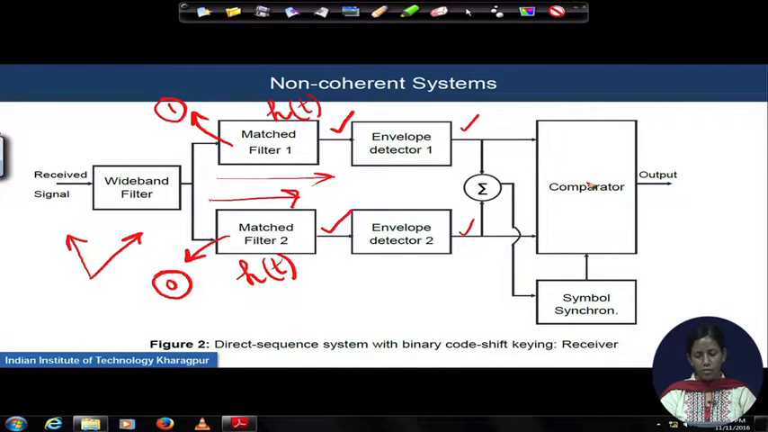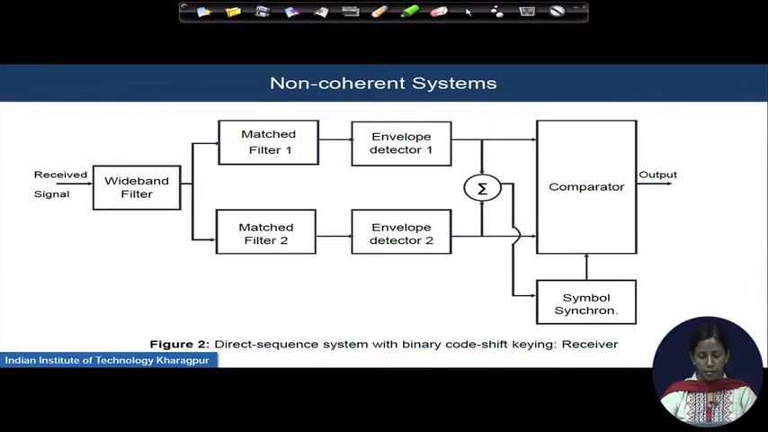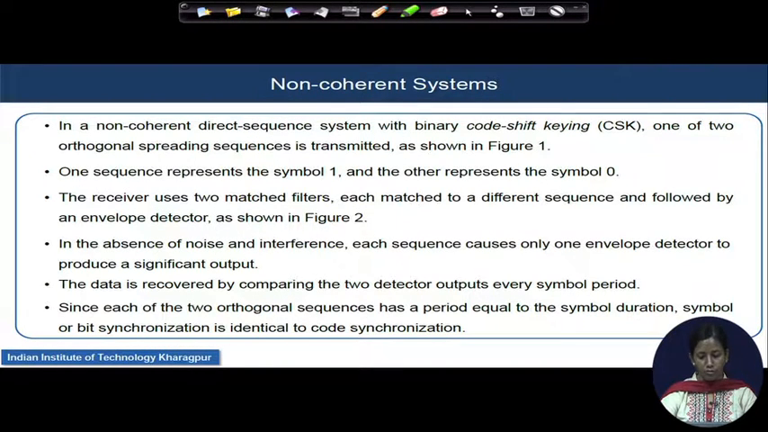So, the question is why we have added the symbol synchronization here. Before giving any explanation, let us go back a little bit, and the points that we left in the last slide, let us finish them off.